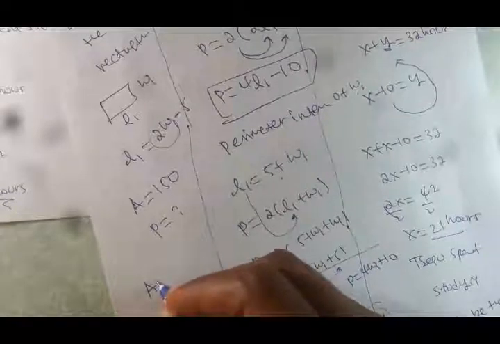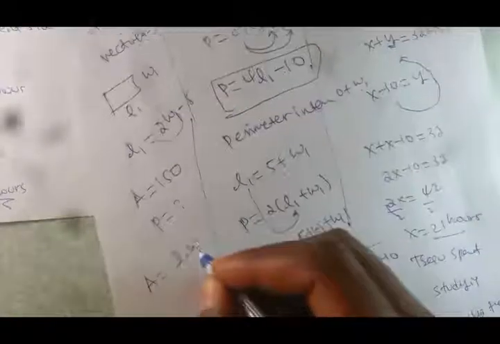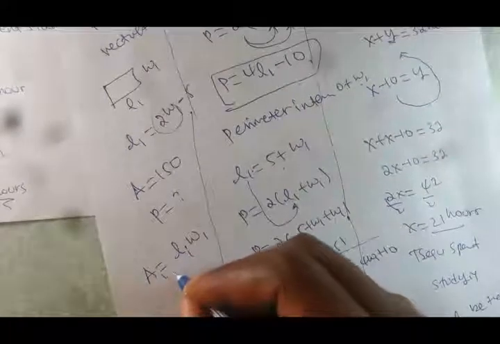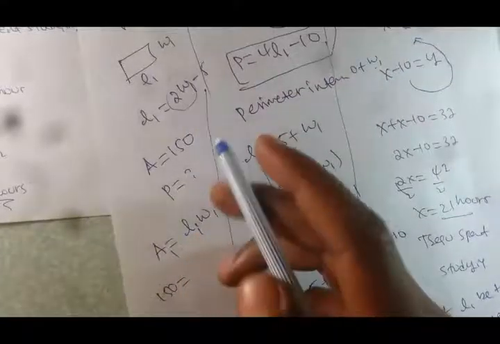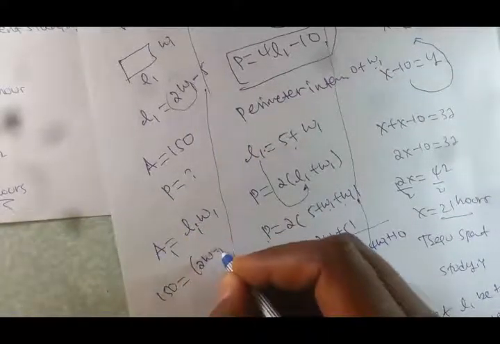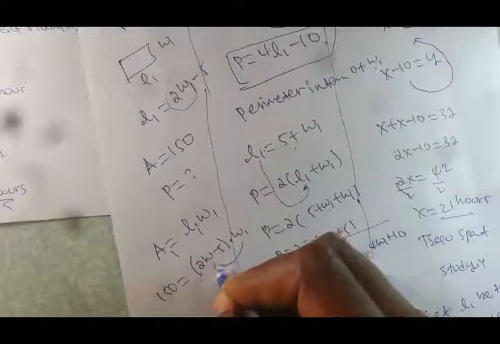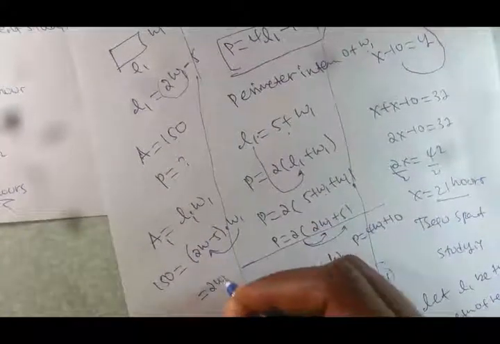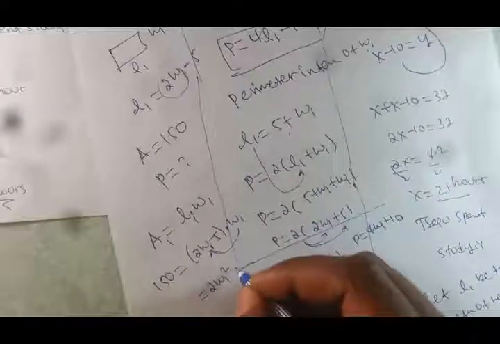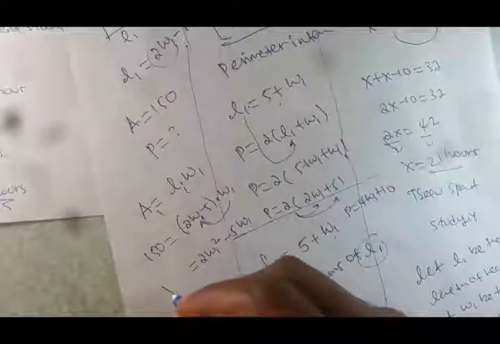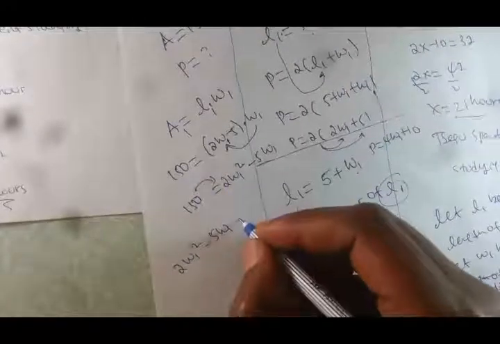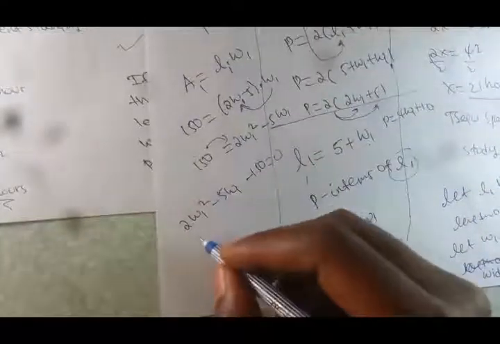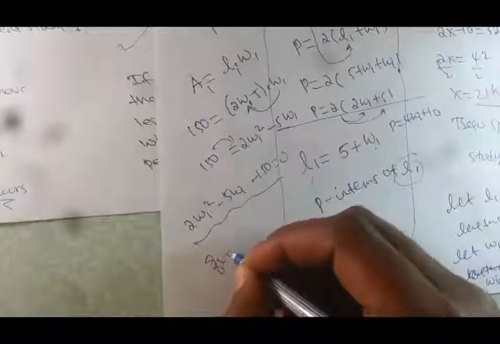We know area is given by length times width, length 1 times width 1. It was given that 115 is equal to L1, which is (2W1 minus 5), times W1. When W1 is distributed, it becomes 2W1 squared minus 5 times W1, equal to 115. When we bring this to the left, it becomes 2W1 squared minus 5W1 minus 115 equals 0. This is equivalent to a quadratic equation.